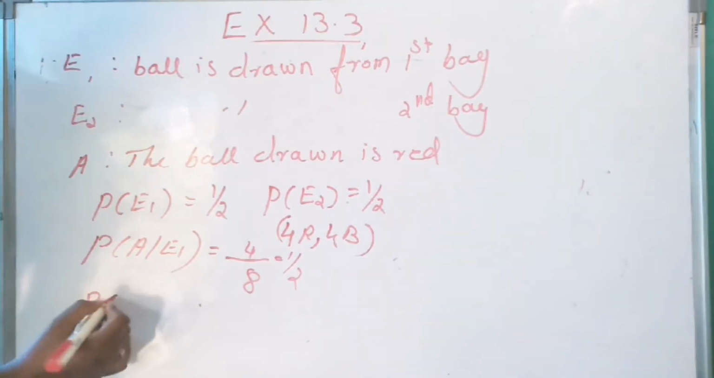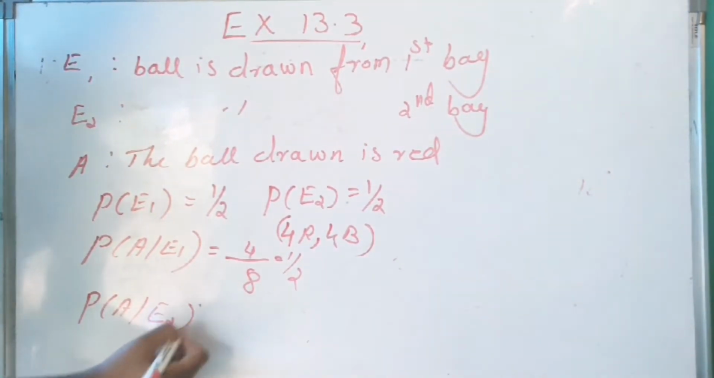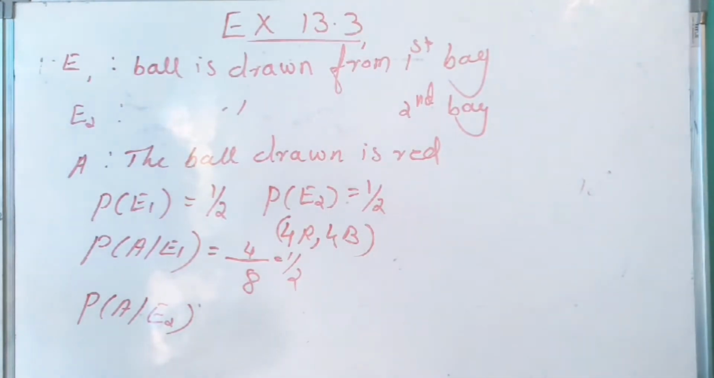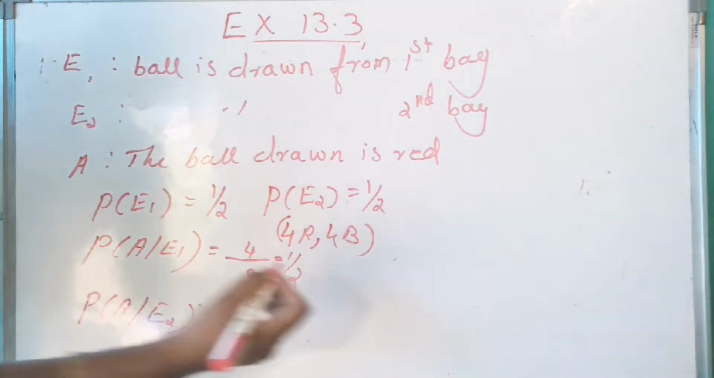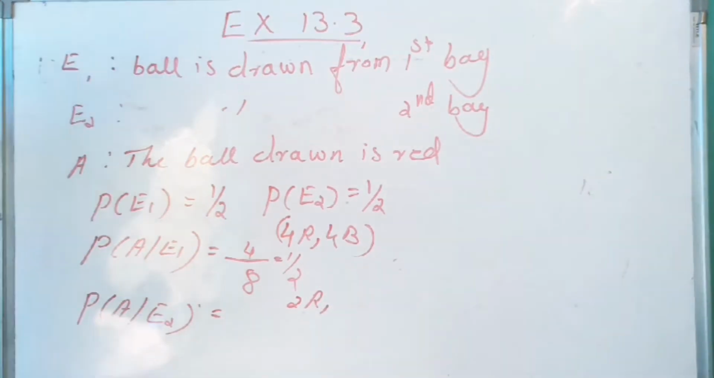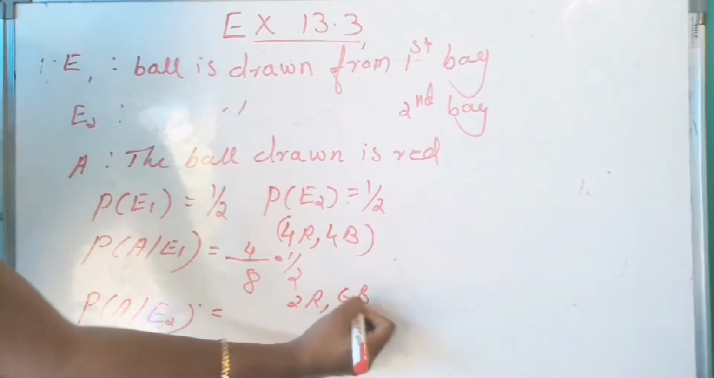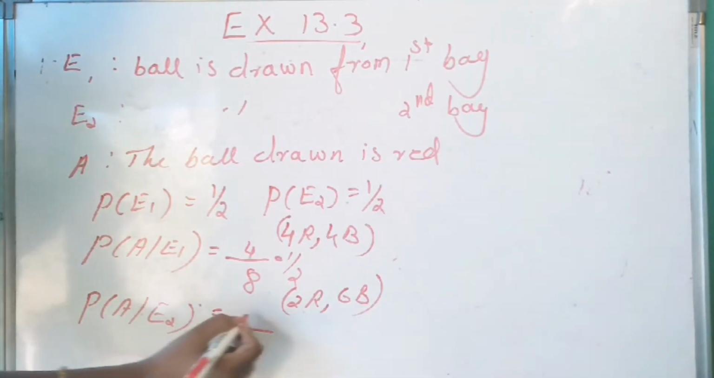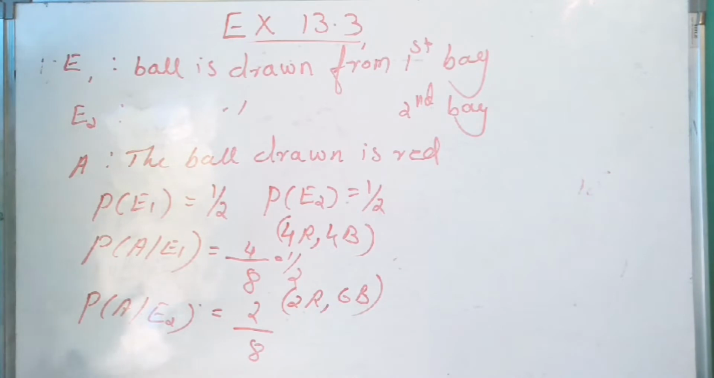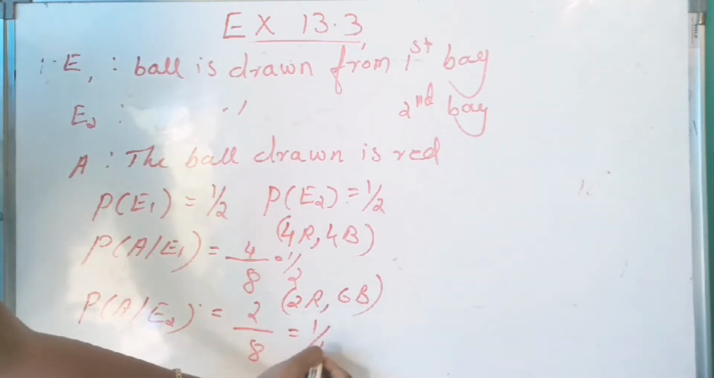Now P of A given E2. A given E2, we need to take 1 red ball after the occurrence of this event E2. That means we took that second bag already and we need to take 1 red ball now. So in second bag we have 2 red balls and 6 black balls. So total we have 8 balls and we need to take 1 red ball. So 2 by 8, that is equal to 1 by 4.